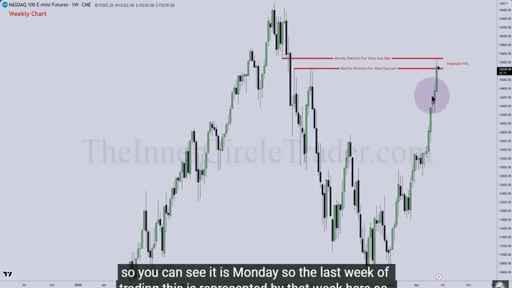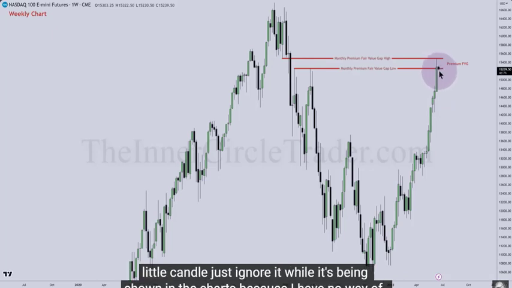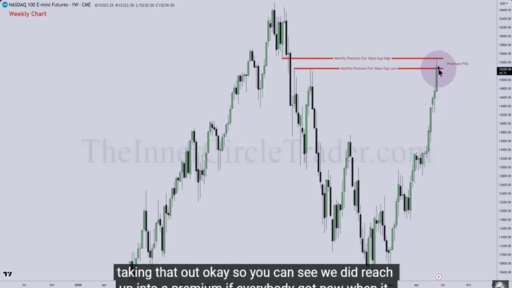So you can see it is Monday, so the last week of trading is represented by that week here. So we've started a brand new week. So we're going to ask all of you in the audience to disregard this little candle. Just ignore it while it's being shown in the charts, because I have no way of taking that out.